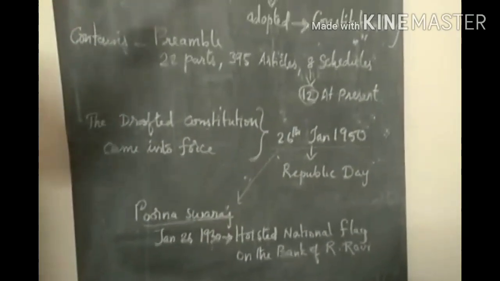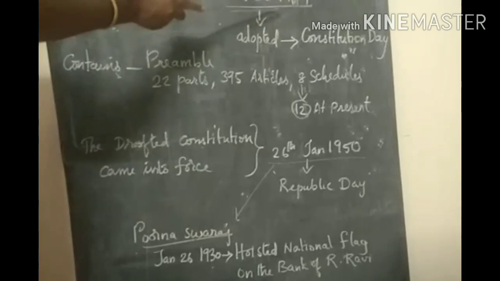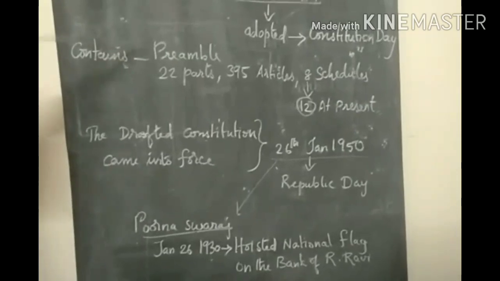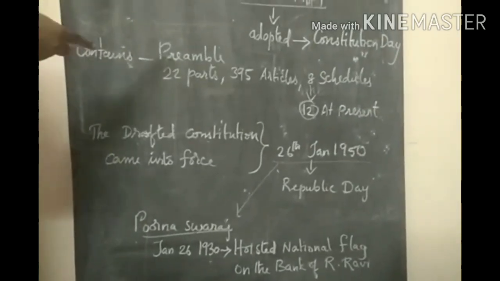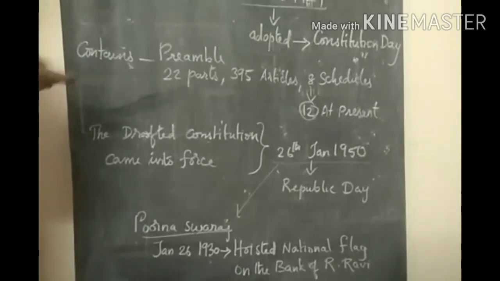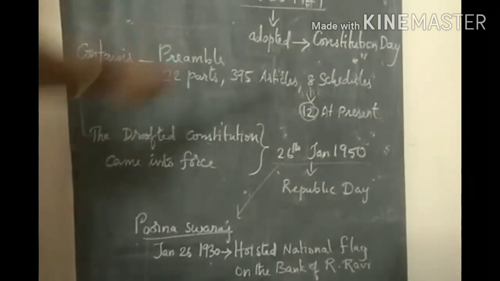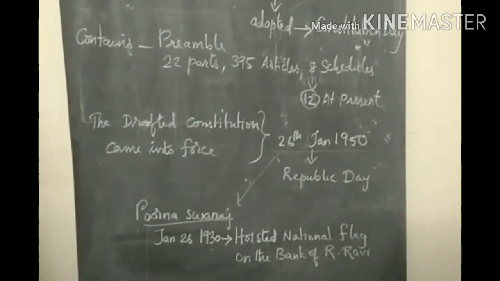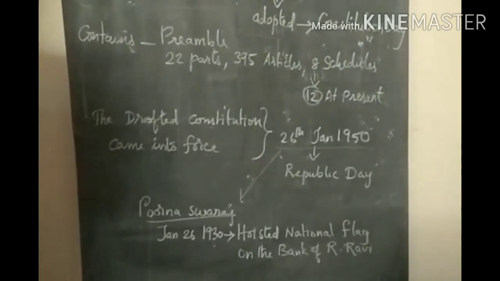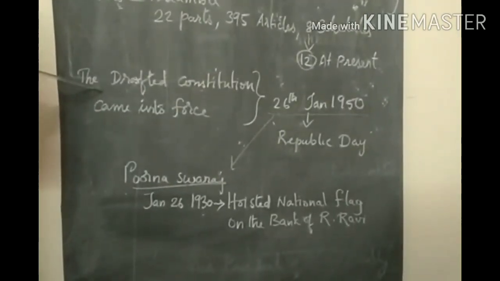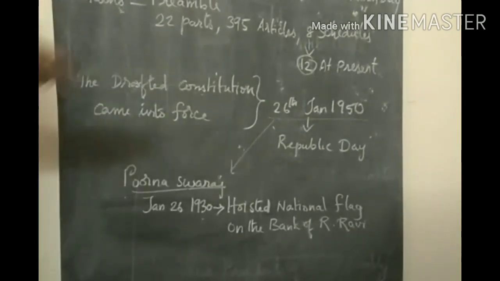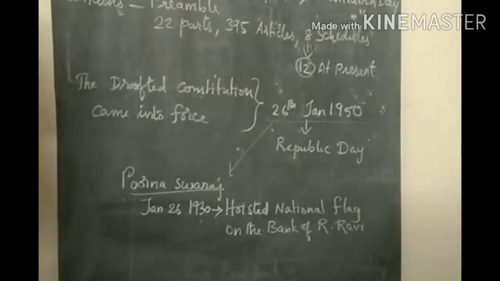Okay, the draft has been discussed. After a lot of discussion, it was adopted on November 26, 1949. That day was observed as Constitutional Day. And our constitution contains a preamble, 22 parts, 395 articles and 8 schedules. At present, it has 12 schedules. Okay, finally, at last, the drafted constitution came into force on 26 January 1950. This day is observed as Republic Day.